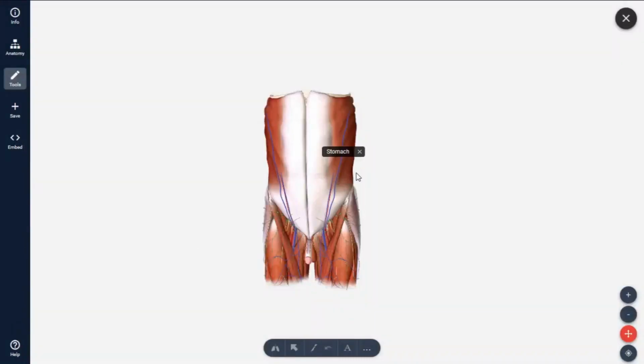We are going to deal with the stomach today. About the stomach, first we have to see the abdominal organs. To view the abdominal organs, we have to take out the layers which are present superficially.